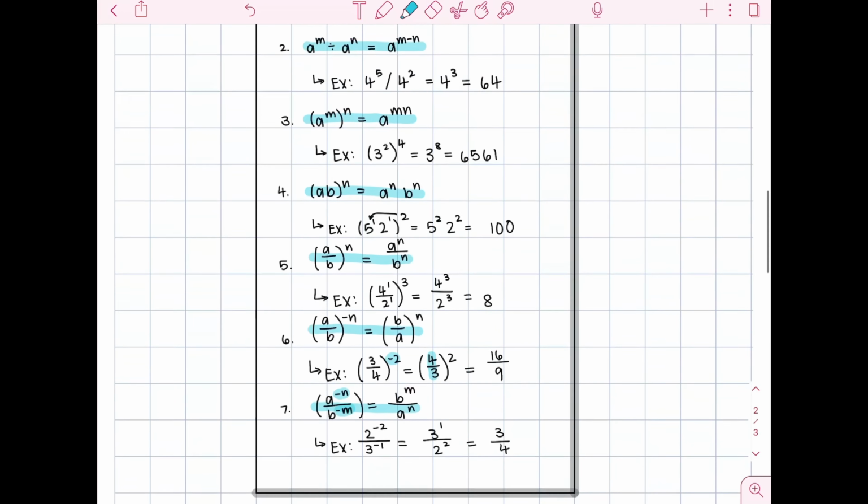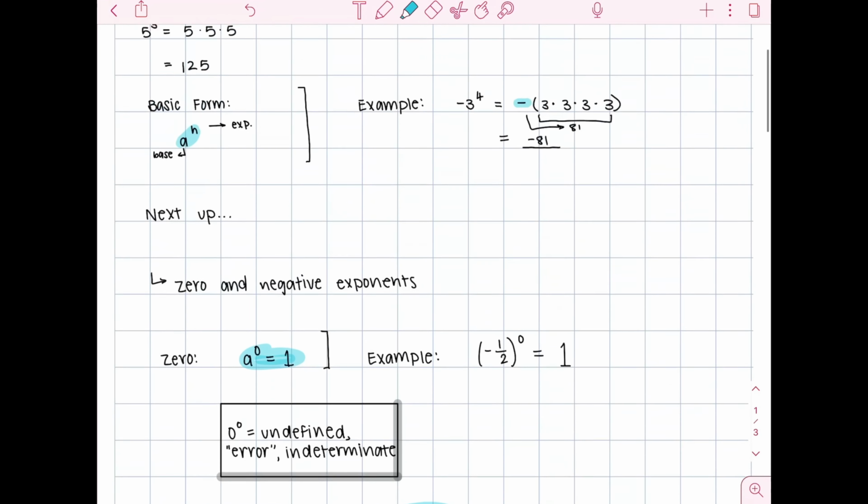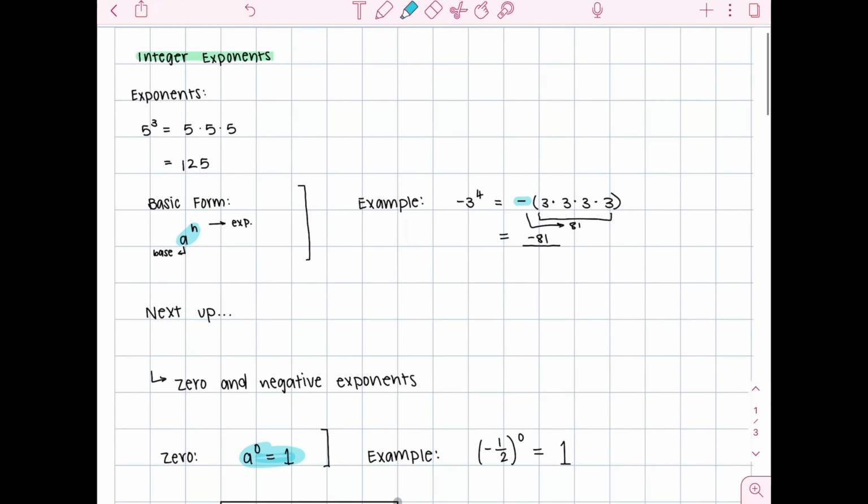Okay, so that was an overview of the laws of exponents, and this sums up the session on integer exponents.